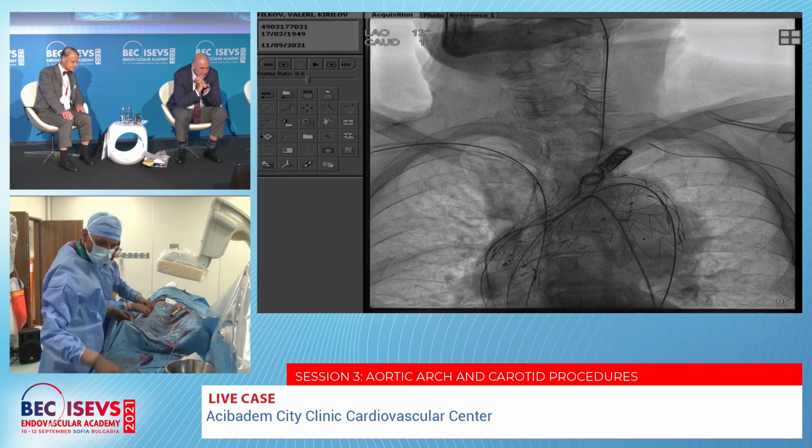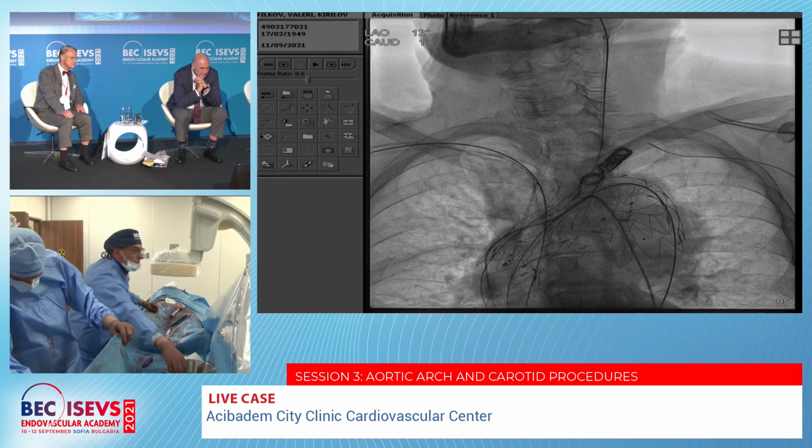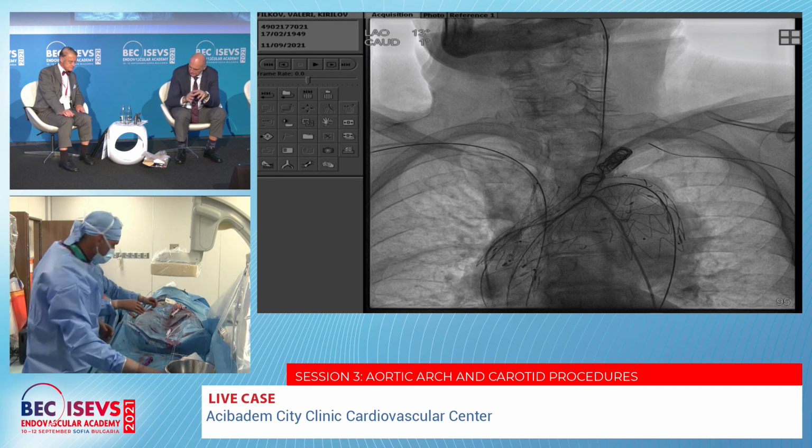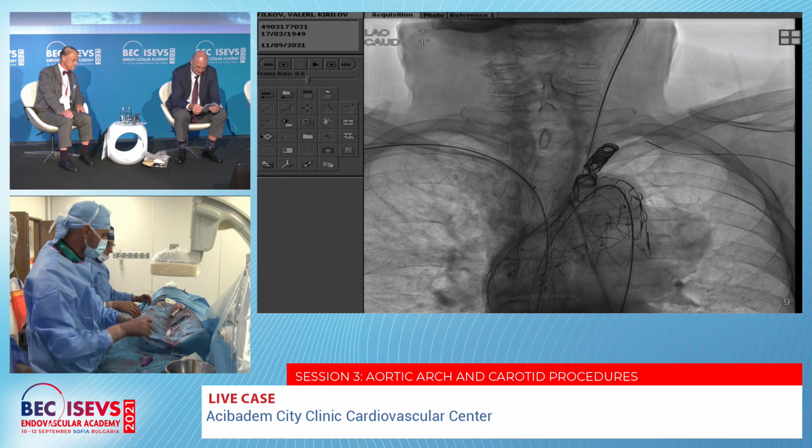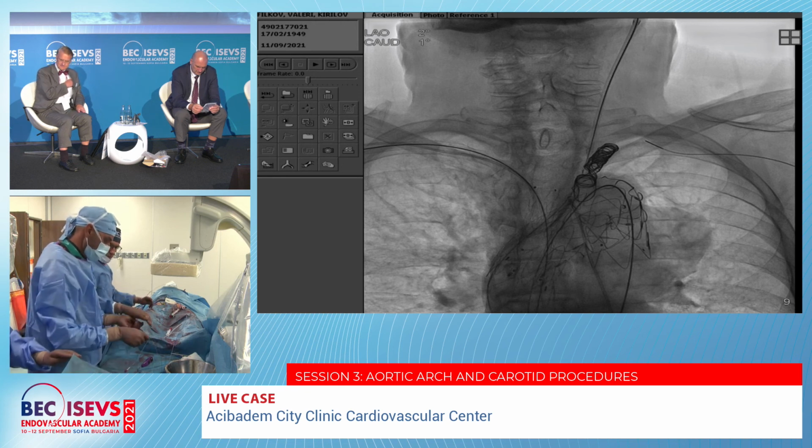Okay, we are going to remove the pigtails. They have two. Stop. Super.